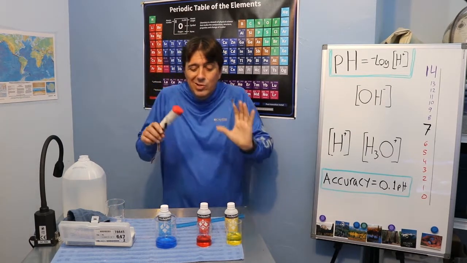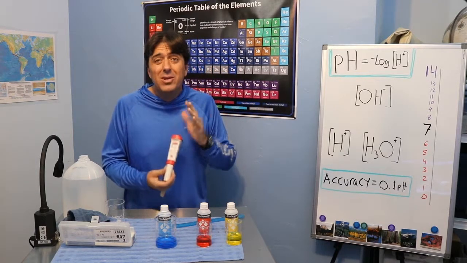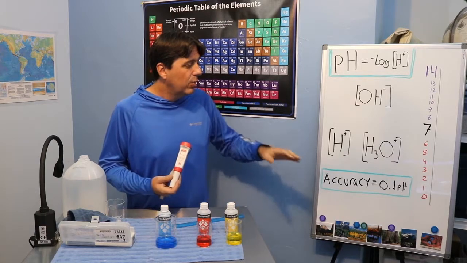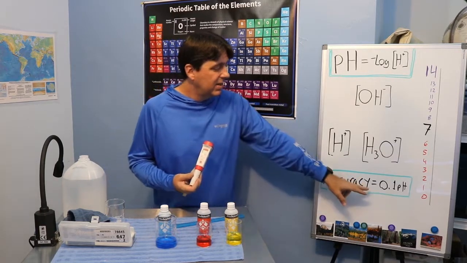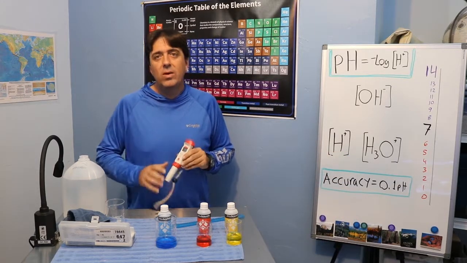But for now, let's look at how we actually calibrate this to make sure the meter is accurate so that we are getting, and this is from manufacturing guidelines, the 0.1 accuracy for any reading that we have on this.